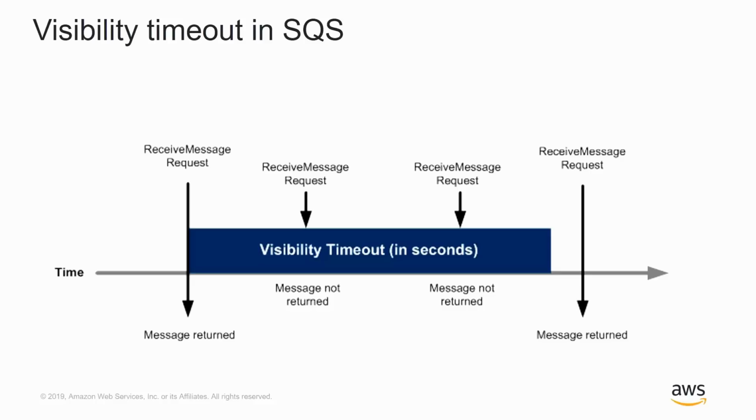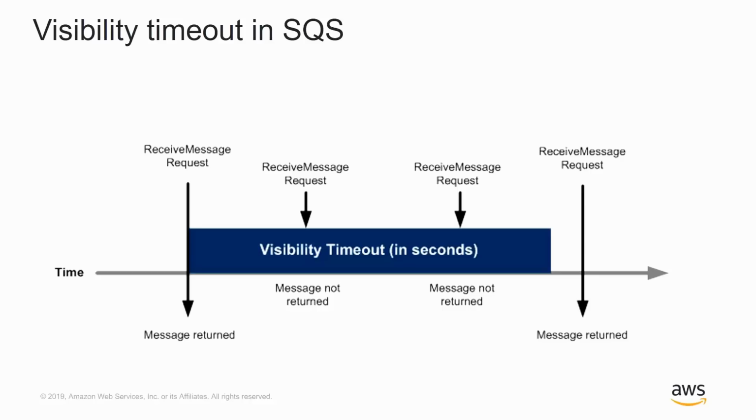If you're an advanced SQS user, you can actually use an API call called change message visibility, and provide a custom visibility timeout for the message you're working on. So for some advanced cases, if you fail to process a message, you can call change message visibility and provide a timeout of 0, making it immediately visible to other consumers to retry processing that message.